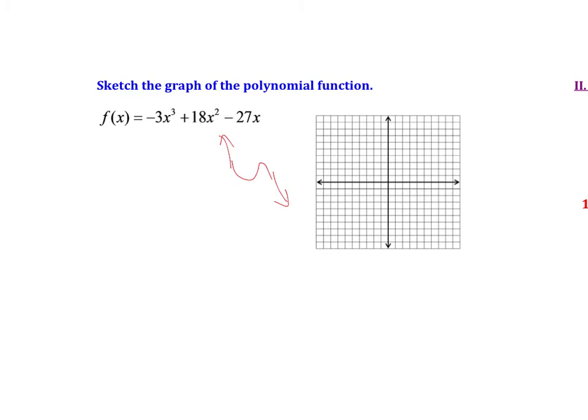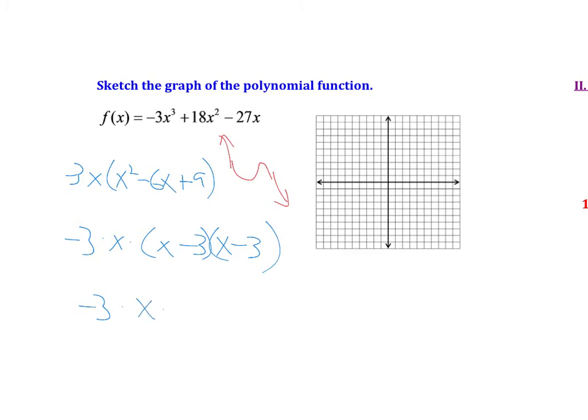All right, let's factor. GCF first, negative 3x taken out of everything. So I'd be left with x squared minus 6x plus 9. If I continue to factor, I've got the negative 3 times x out front. Numbers that multiply to be positive 9 add up to negative 6. I'm getting negative 3 and negative 3. So this would be negative 3 times x minus 3. I can condense those and call that squared.